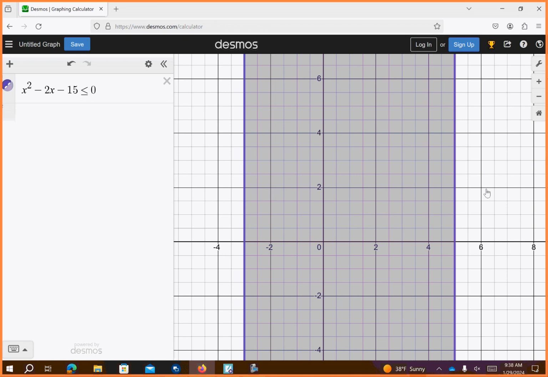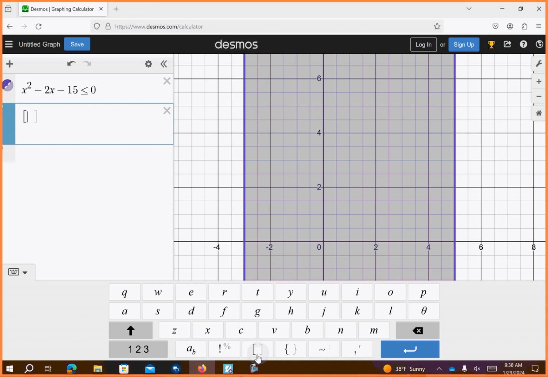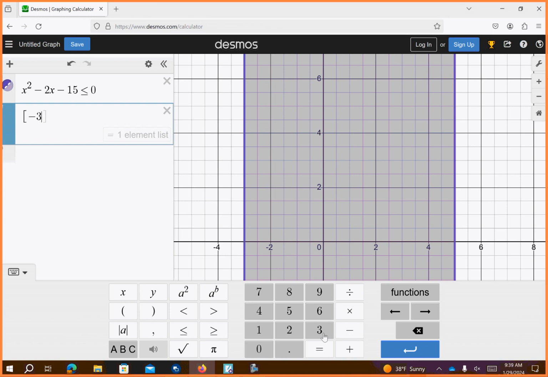So this is going to be one that if we wanted to figure out what our domain would be, I'm going to go square bracket -3, comma, 5, and then close.